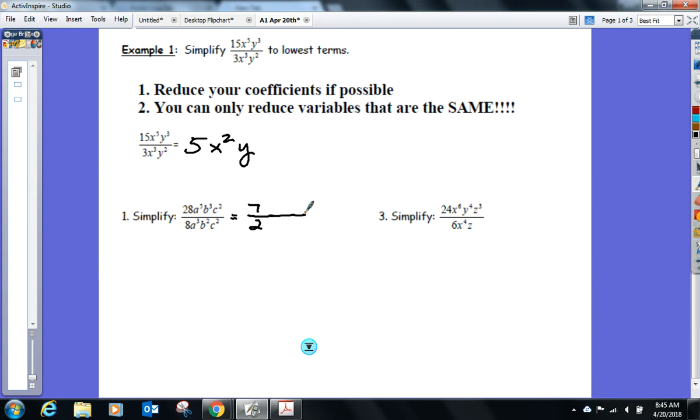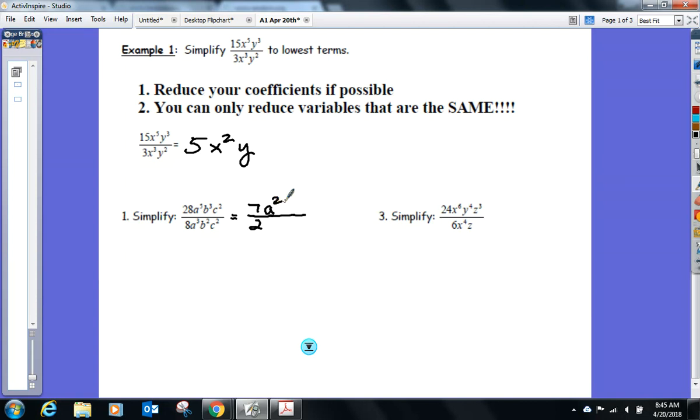Okay, now look at the a's. I got 5 on top, 3 in the bottom. How many are left? 2. Now be careful, because I could put them in the numerator or the denominator. Where are the 2 a's left? Numerator, because there were 3 down here and 5 up here. So 2 left, so a squared.